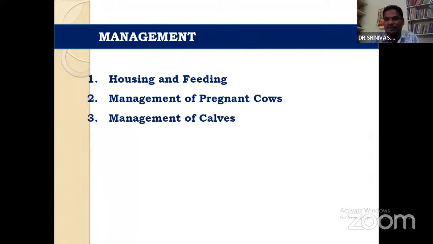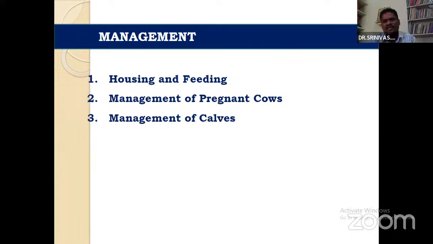That first milk contains a lot of antibodies, minerals, and vitamins. Within half an hour, we should feed at least 2 kg of colostrum, because in that period the calf's intestine absorbs all the antibodies and minerals very well. When it absorbs all those things, immunity develops in the calf. If you avoid this, calves will be weaker, will not become good, high-yielding cows in future, and immunity will be very low. So it is important to feed the colostrum.